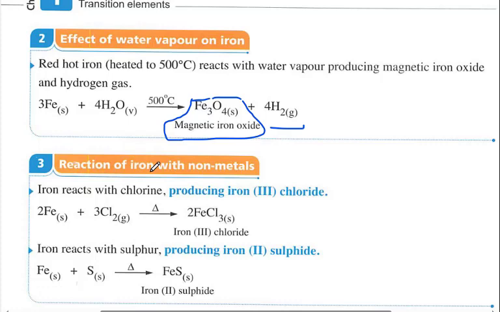So the third kind of reaction is the reaction of iron with nonmetals. Here are two cases. If this nonmetal is a strong oxidizing agent like the halogens, chlorine, bromine, and iodine, these halogens have very high electronegativity, especially chlorine, whose electronegativity is 3, so it can easily take one.